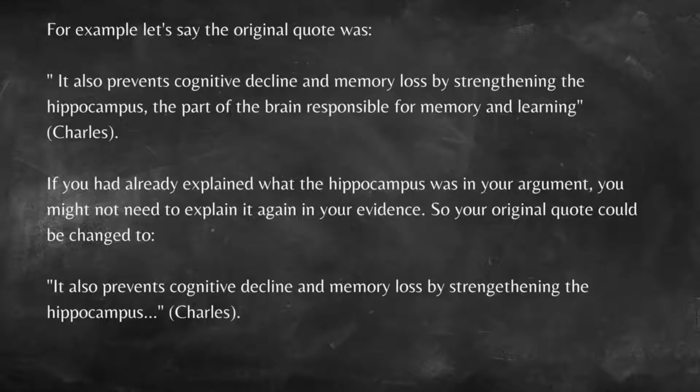For example, let's say that the original quote was, "It also prevents cognitive decline and memory loss by strengthening the hippocampus, the part of the brain responsible for memory and learning." And here I am using MLA formatting, but if you were choosing to use APA or Chicago style, then this would be a footnote rather than the author's last name in brackets. If you had already explained what the hippocampus was in your argument, you might not necessarily need to explain it again in your evidence. So you could change your original quote to, "It also prevents cognitive decline and memory loss by strengthening the hippocampus," and then that ellipses at the end there.